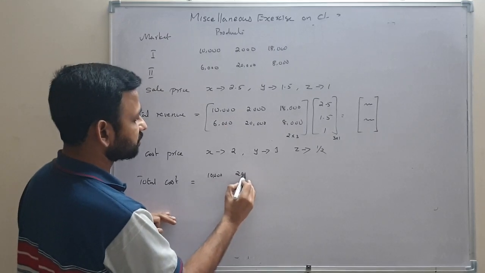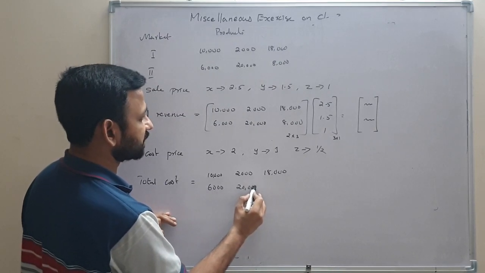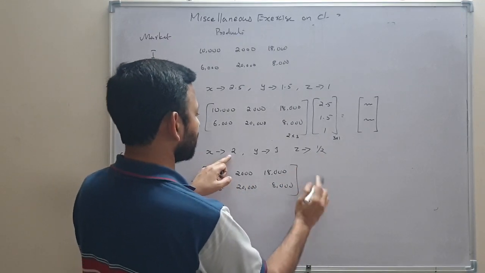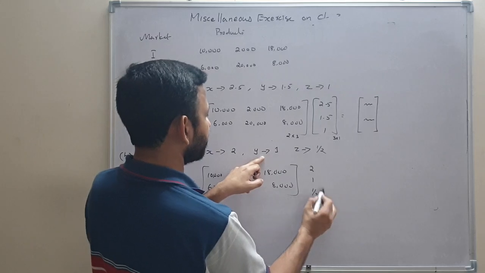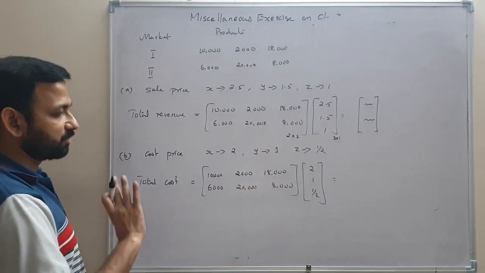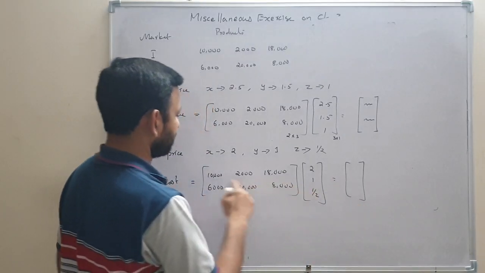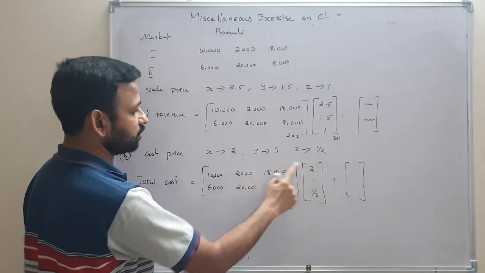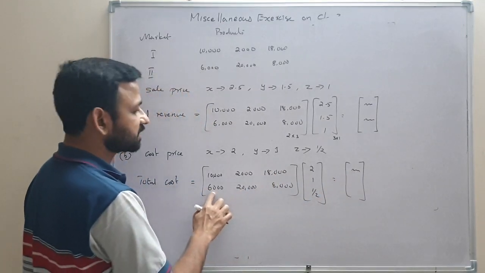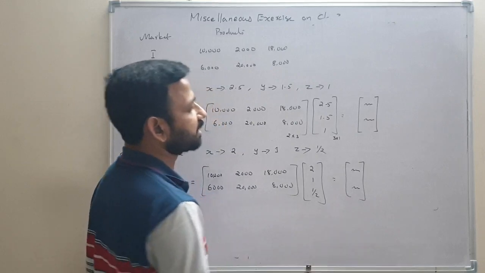When we find the total cost, we write the same matrix here: 10,000, 2,000, 18,000, 6,000, 20,000, 8,000, and the cost price will be a column matrix 2, 1 and 1 by 2. Here also we can find the product, and we will get a 2 by 1 matrix. First row into first column: 10,000 into 2 plus 2,000 into 1 plus 18,000 into 1 by 2, we will get one number. 6,000 into 2 plus 20,000 into 1 plus 8,000 into 1 by 2, we will get another number.